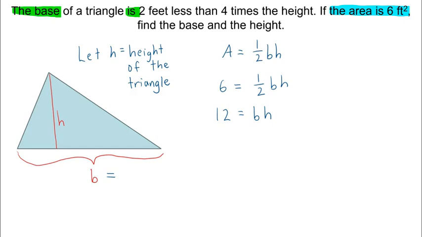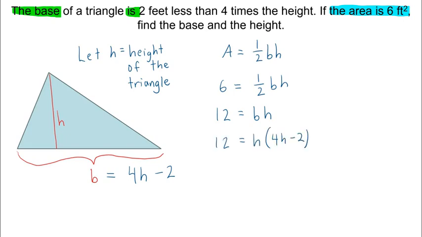The base is 2 feet less. So we know we're going to be taking 2 away from something. So let's subtract 2. 2 feet less than what? Well, 4 times the height. If the height is h, 4 times the height would be 4h. So the base is equal to 4h minus 2. So here again, rather than using 2 different variables, b and h, we're able to express the base and the height using one variable, h.